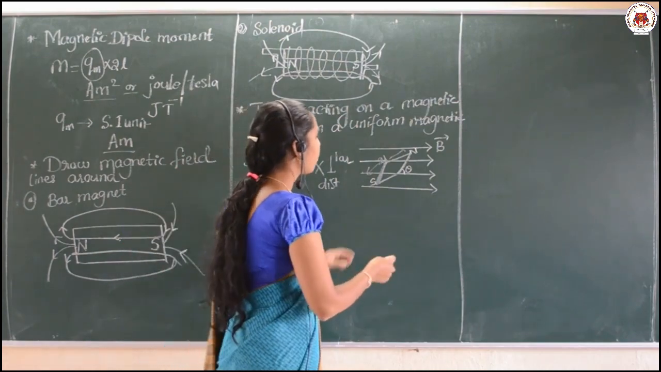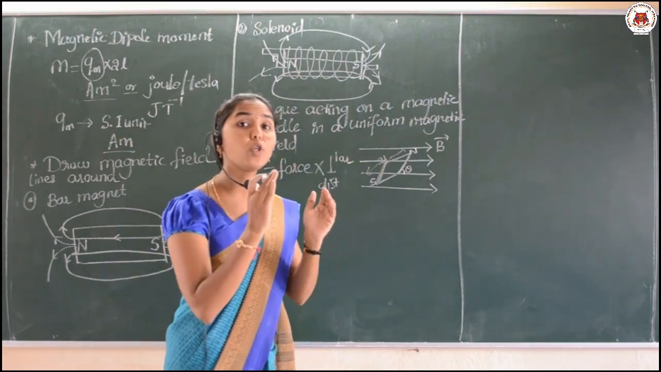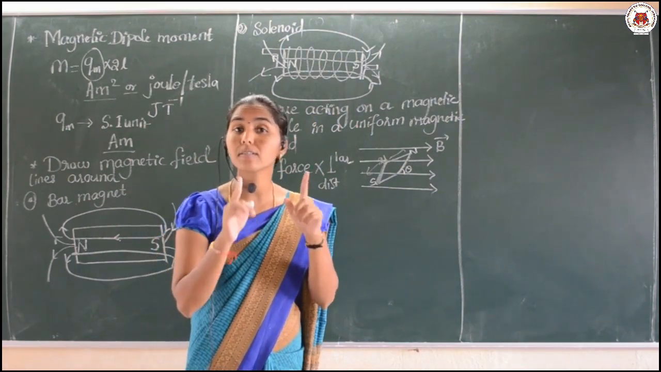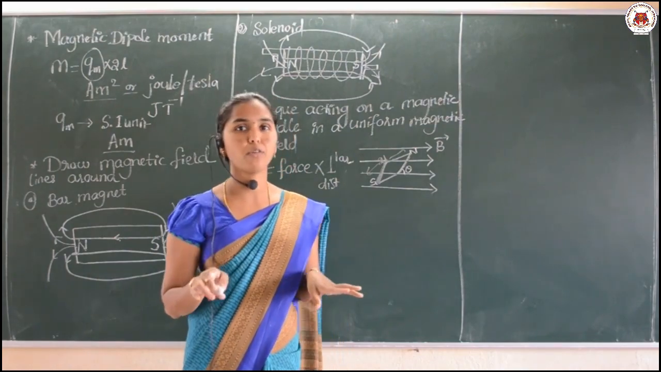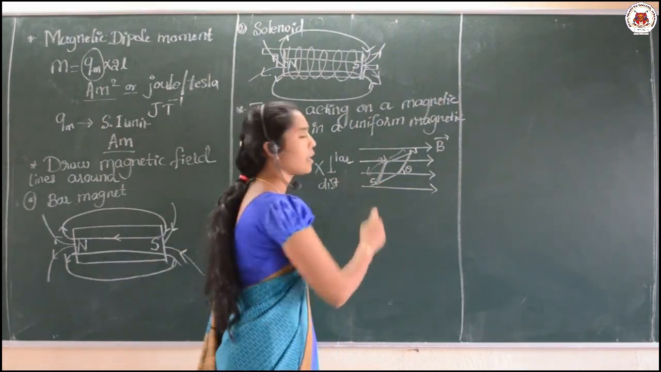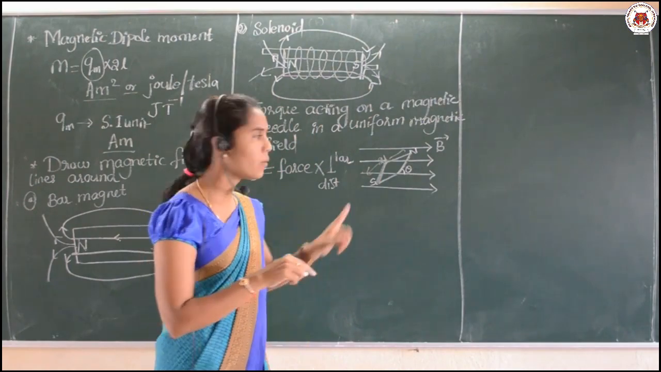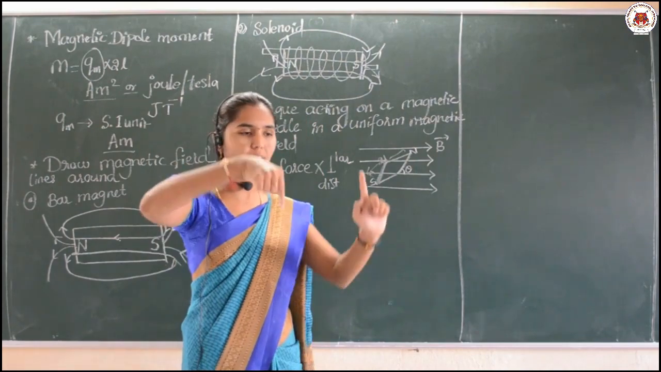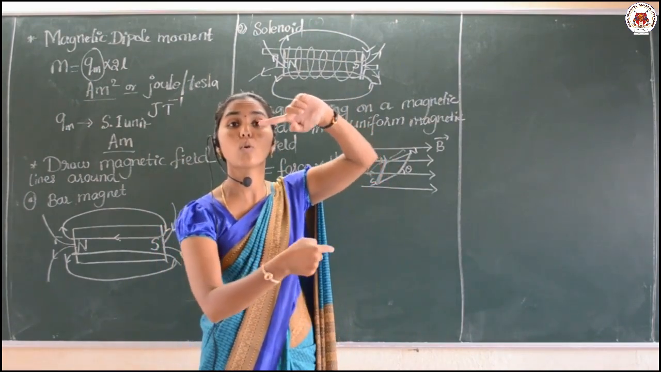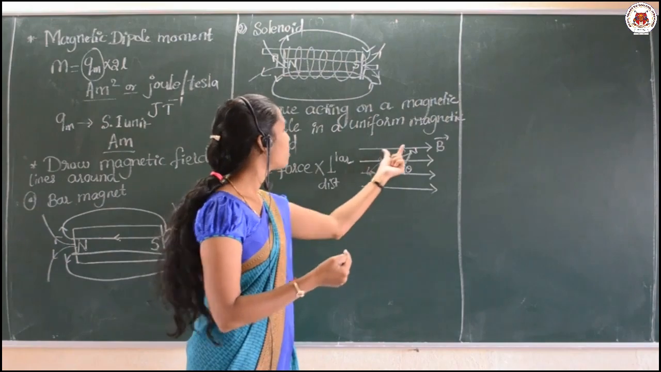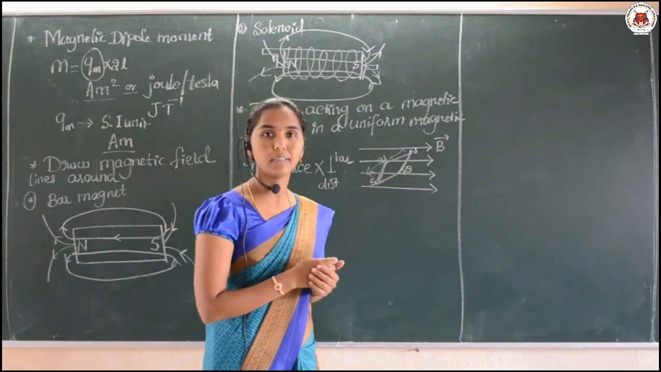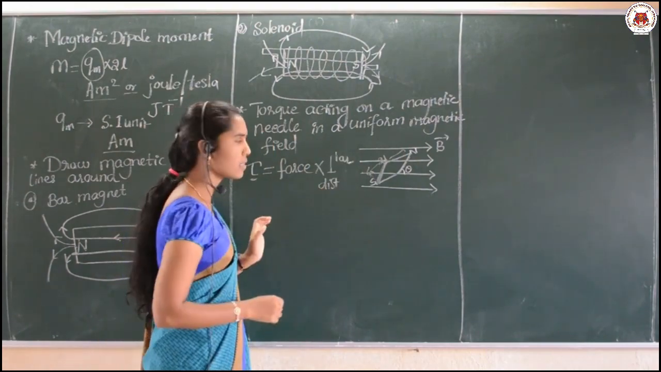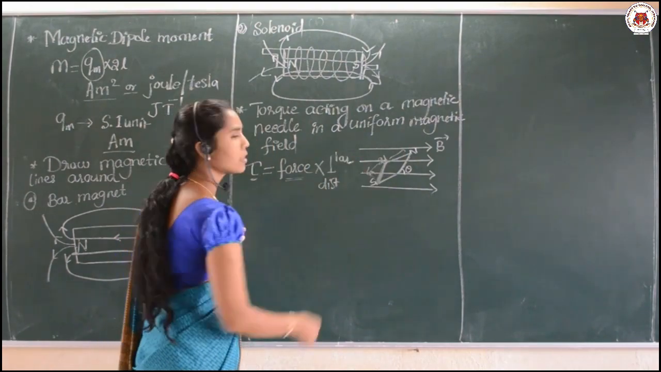See here, dear children, when a magnetic needle is kept in a uniform magnetic field, remember it experiences a torque, no net force. That is why there will be two lines of action. One force acts in this direction, another in this direction, which makes the needle rotate in the magnetic field. Okay. Then if I take force into perpendicular distance, what is the force experienced here?